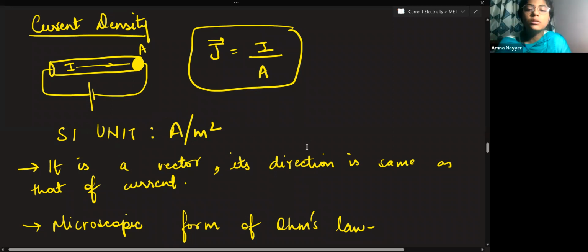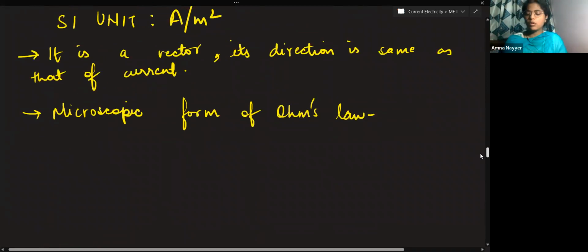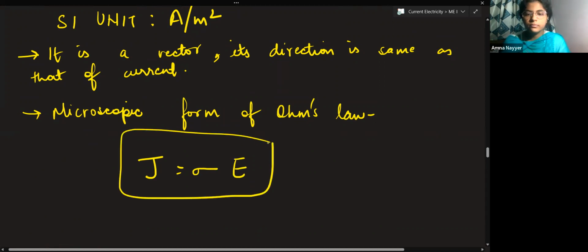Secondly, the question comes to write the microscopic form of Ohm's law. What is the microscopic form of Ohm's law? Whenever this comes, just write and remember the statement: J, that is your current density, is equal to sigma, the conductivity we have just done, multiplied by the electric field. This is known as the microscopic form of Ohm's law. J is the current density. Let me write it.